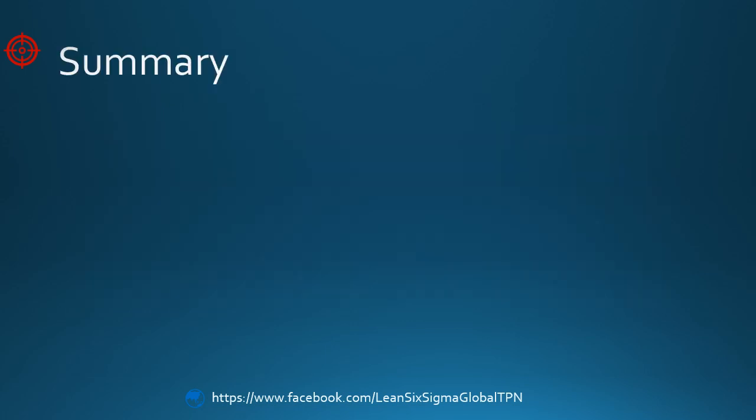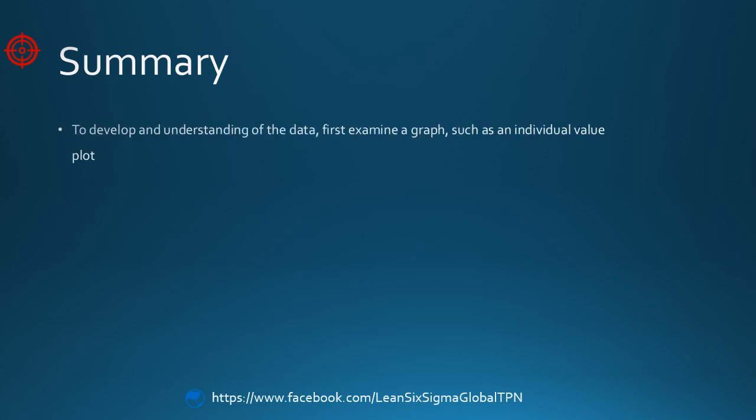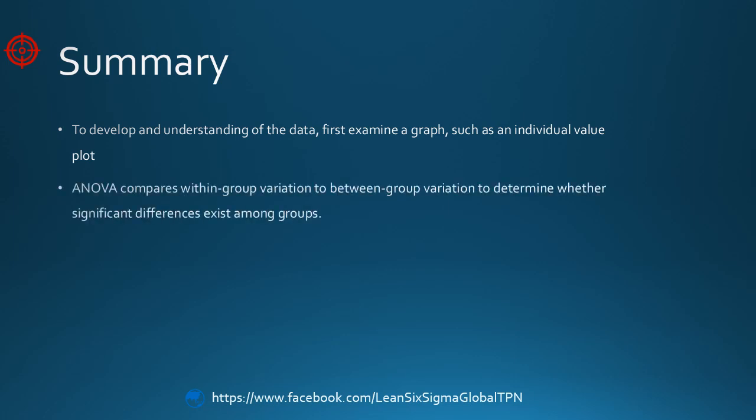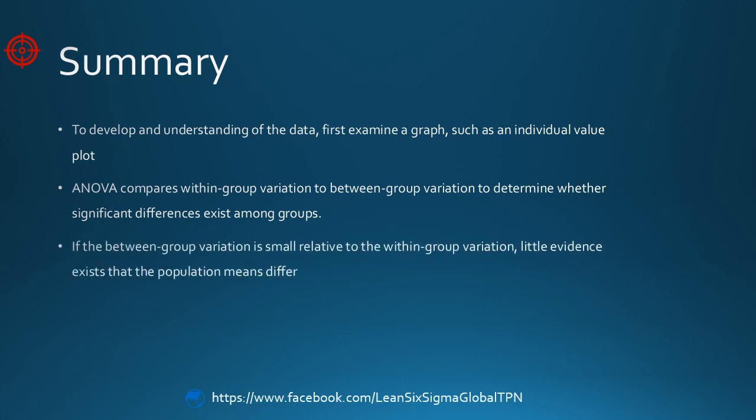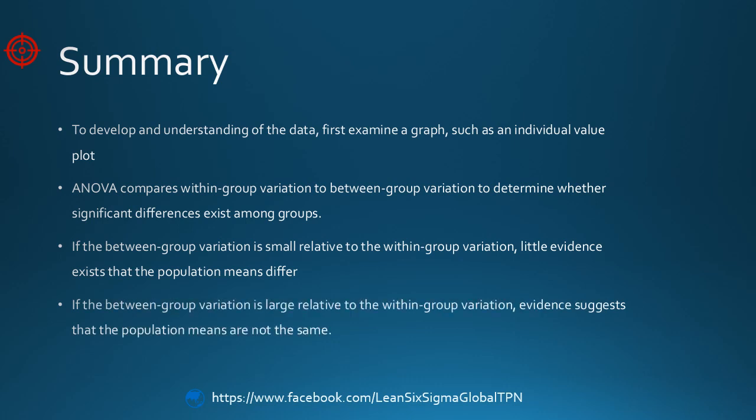Let's review. It's useful to graph the data so we can examine the group or factor level means and look at the variation within each group and between all groups. If the between group variation is small relative to the within group variation, there is little evidence that the group means differ. On the other hand, if the between group variation is large relative to the within group variation, evidence suggests that the group means are not the same.